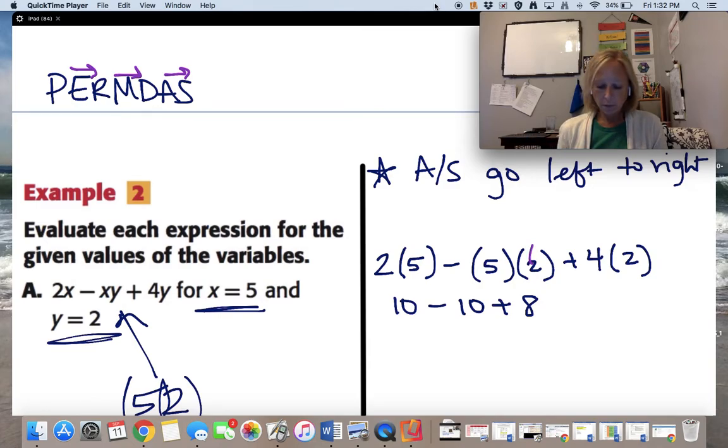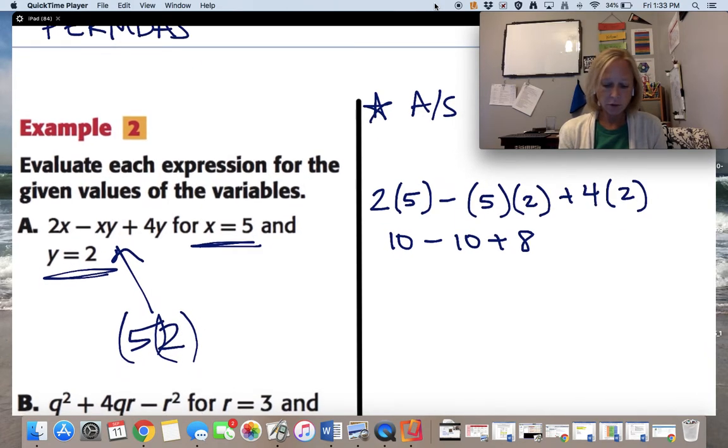So if we move from left to right here, first I'm going to do 10 minus 10, which is 0. And 0 plus 8 is 8. And that's our final solution.